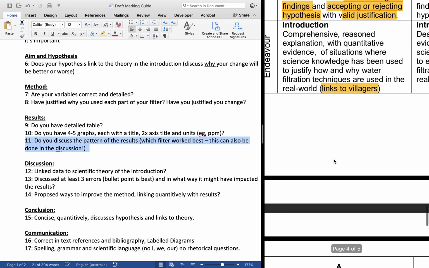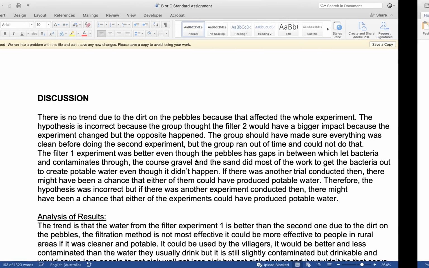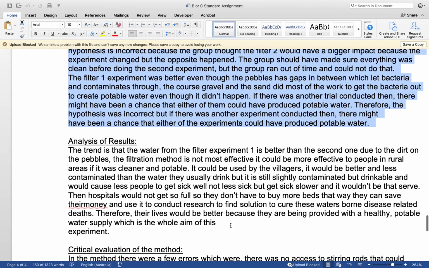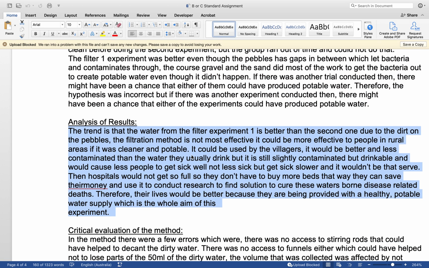Now we've gone back to the first part of the criteria sheet, the discussion of results. I'm looking for here that you've linked your data to justified research in the introduction. This goes under the analysis of results section. This is the B or C student here.